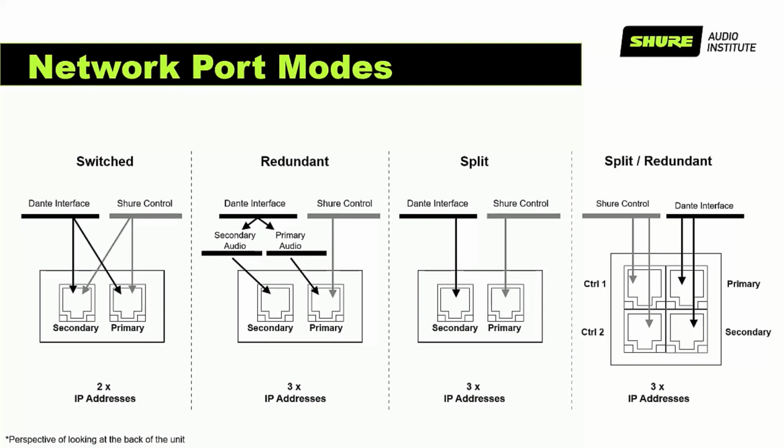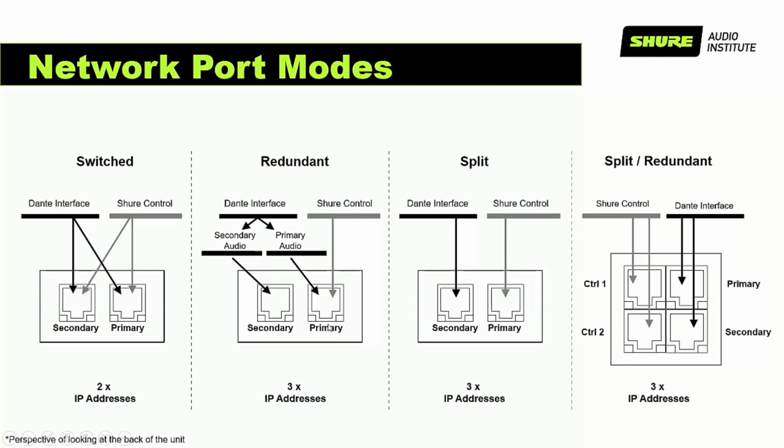So at the start of this explanation, I said that on one side we've got physical ports and on the other we've got logical ports. What we see in this first part here is a Dante card in switched mode. So there is only a Dante primary, but that will have a particular IP address on both ports. And there's Shure control that will have a particular IP address on both ports as well. So this is a nice example: if you plug a physical cable into this primary port, you will have two logical connections, one to the Shure control and one to the Dante interface.